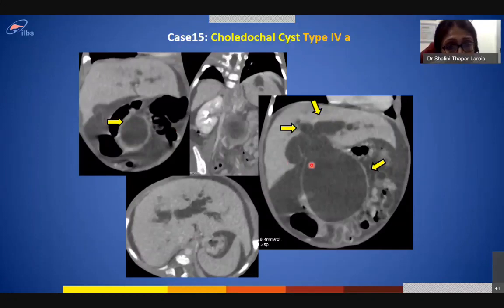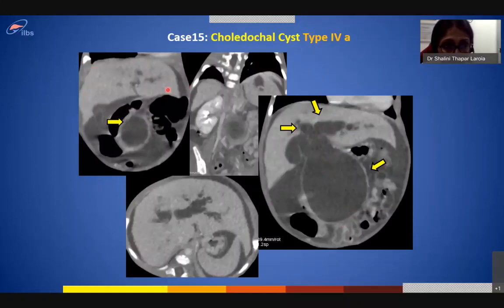Why? Because the entire common duct, which is the entire duct extending from the intra to the extrahepatic course right up to the ampulla, is an elongated structure. So the entire thing is dilated and the intrahepatic ducts are also dilated. A choledochocele will only have a small segment which is dilated, whereas here, everything is dilated, including the intrahepatic ducts. So you have to look at the shape of the duct. You have to look for intra and extrahepatic extension.